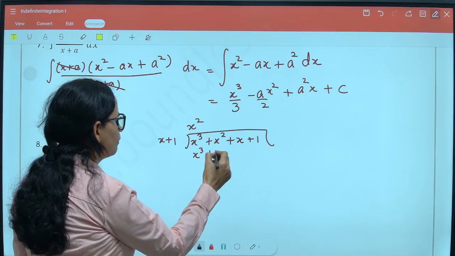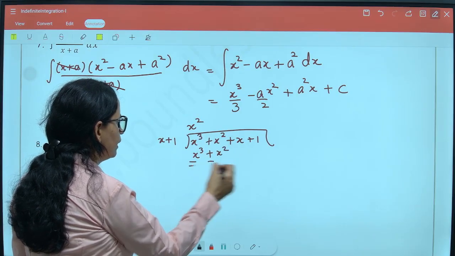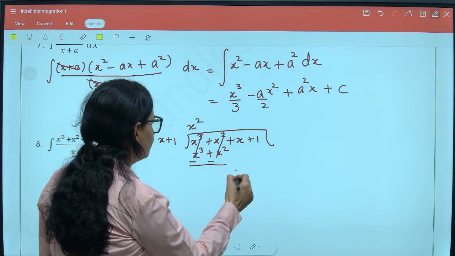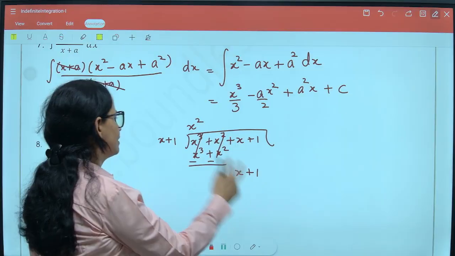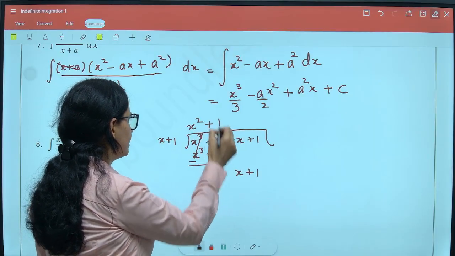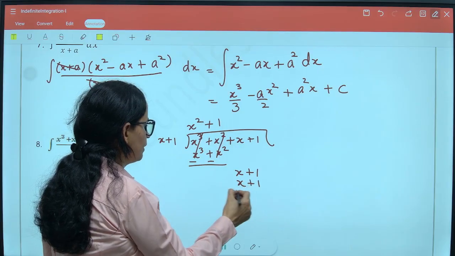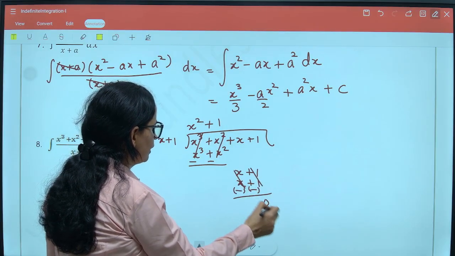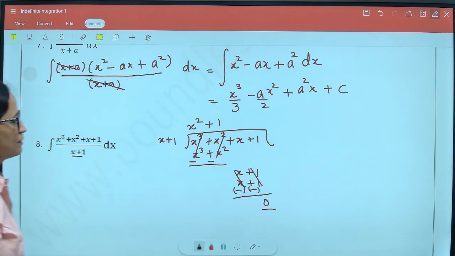1 into x square becomes x square. And then you change the sign, both these terms get cancelled, bring down x plus 1. So this is same as this, that means x square plus 1 gives you x plus 1, and when you change the sign, both the terms get cancelled and you get 0 as remainder. So that means the remainder is 0.